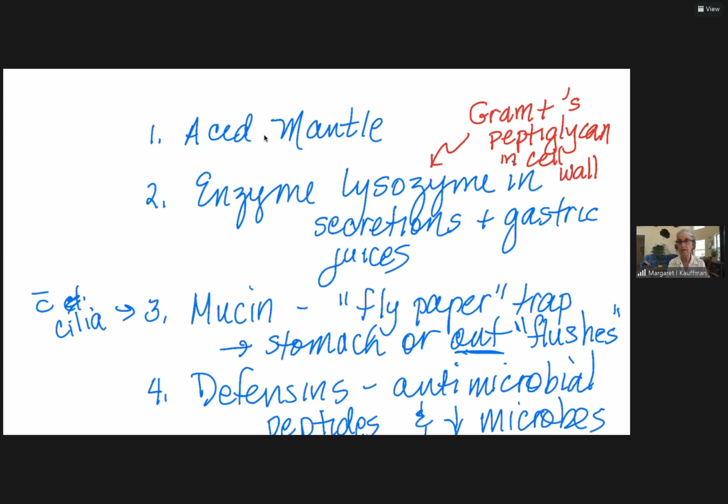But this enzyme specifically attacks that substance, and therefore it can get rid of a lot of bacteria without affecting our cells, because we don't make peptidoglycan, so it won't bind to its active site.